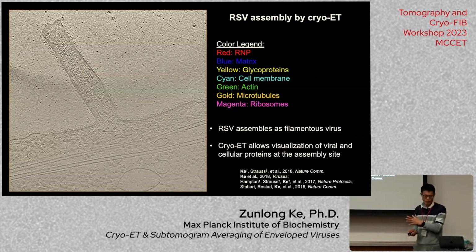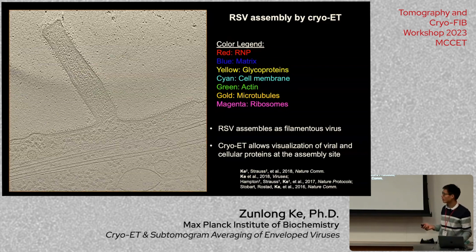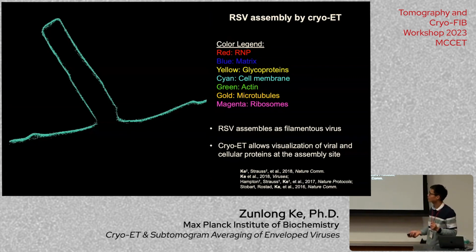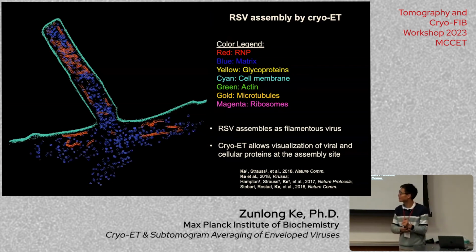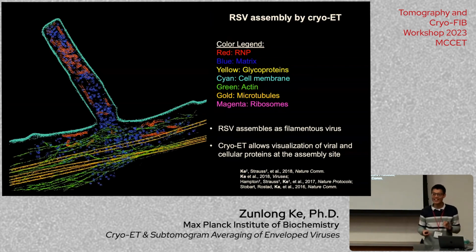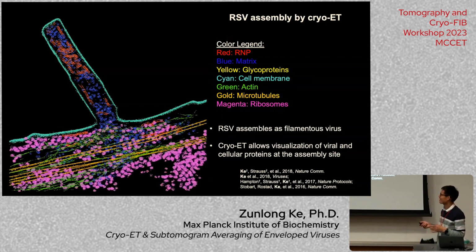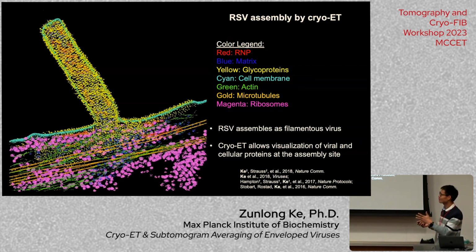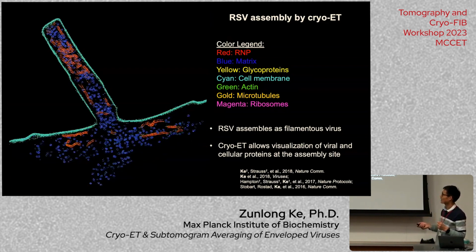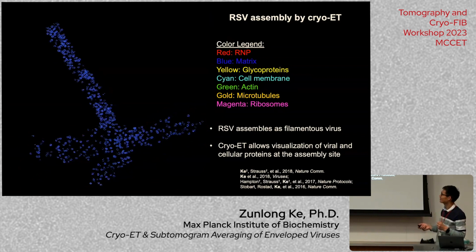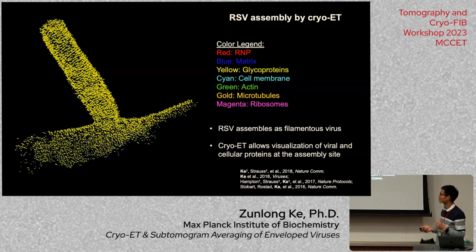So here is an example of the virus assembly that we found at the plasma membrane at the edge of the cell. I'm going to show you a segmentation of this lovely movie. I spent seven days of one of my Christmases on it. You can see the different virus and cellular proteins on them, like microtubule and actin, and these are viral proteins.